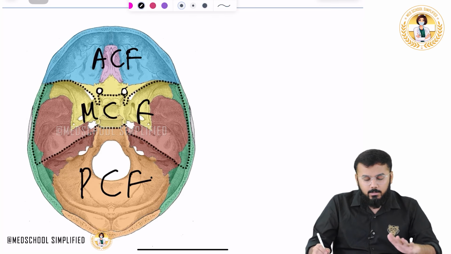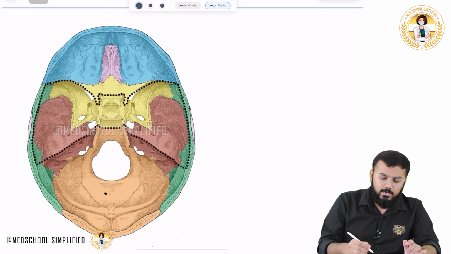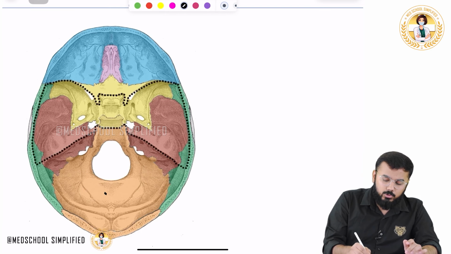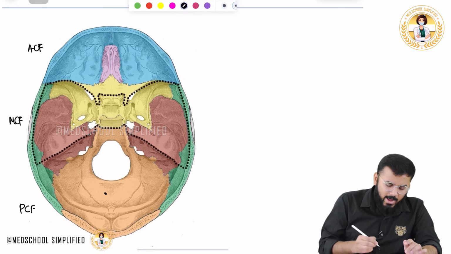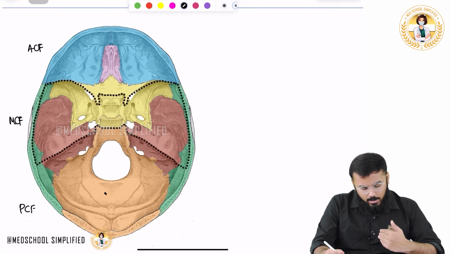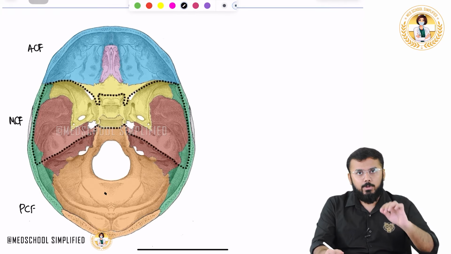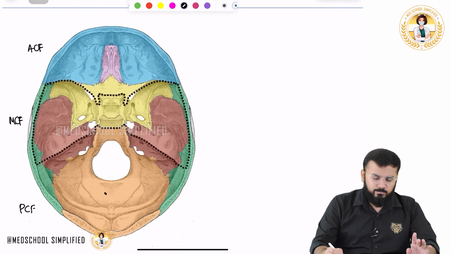Now by looking at the picture, just tell me where the maximum openings are: in the anterior cranial fossa, middle or posterior? The maximum number of openings are present in the middle cranial fossa, and the posterior cranial fossa has a larger opening, right? So these are the things which you know. Let us discuss one by one.